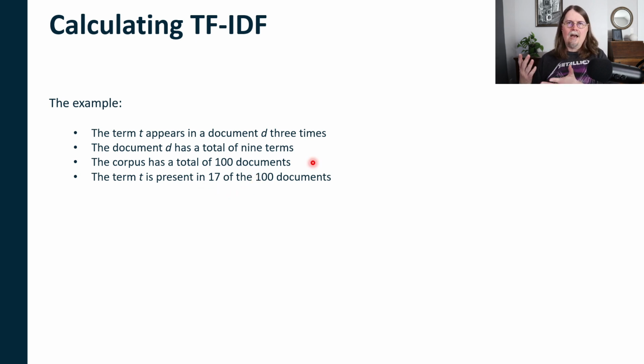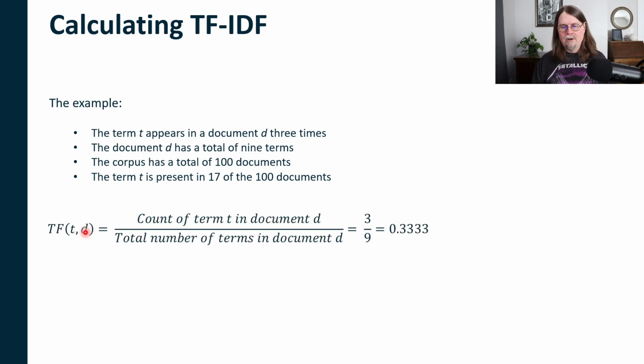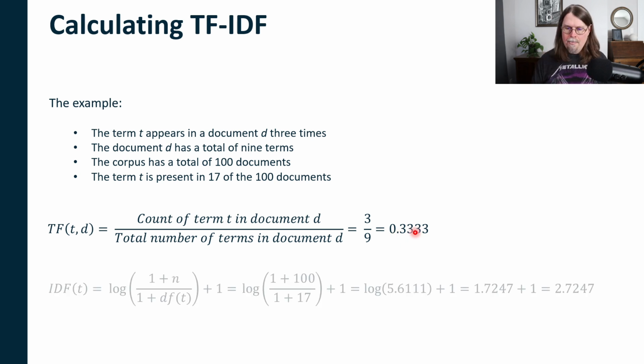So first up, to calculate TF-IDF, we need to start with the TF, the term frequency. The term frequency is the count of the term T in document D divided by the total number of terms in document D. And in this case, we know that term T appears 3 times. So the 3 goes here. We know that document D has 9 terms, which goes here. 3 divided by 9, 0.333333333, and so on and so forth. So I got my term frequency here. Next up, I then calculate my IDF. And I just plug and chug.